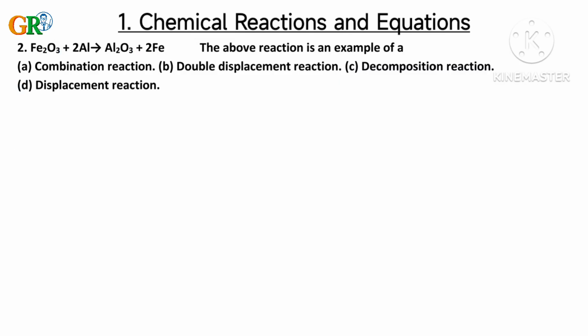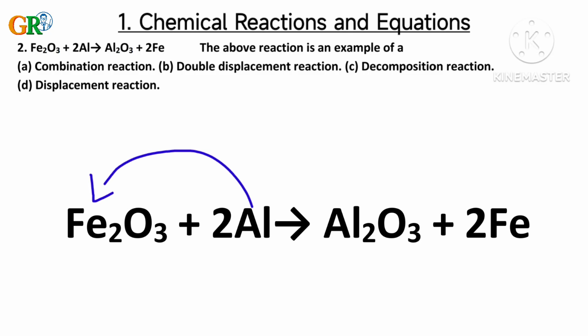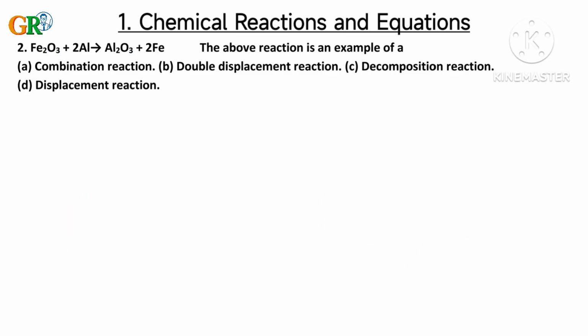Now we are going to the second question. Fe2O3 plus 2Al gives rise to Al2O3 plus 2Fe. The above reaction is an example of a dash. A. Combination reaction. B. Double displacement reaction. C. Decomposition reaction. And D. Displacement reaction. As we can see here, aluminium displaces iron from iron oxide to form aluminium oxide. That means it is a displacement reaction. So our answer is D, displacement reaction.